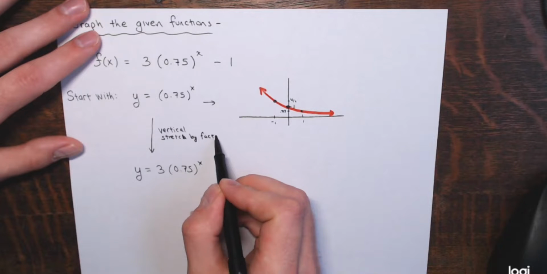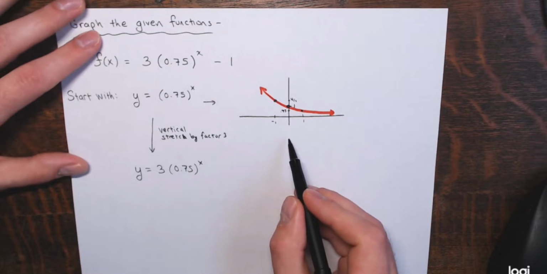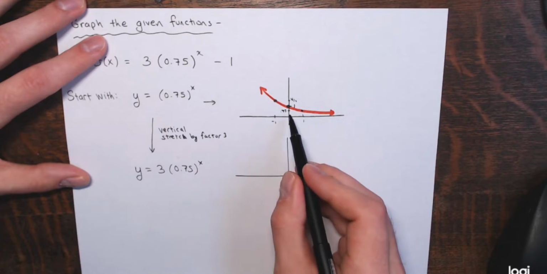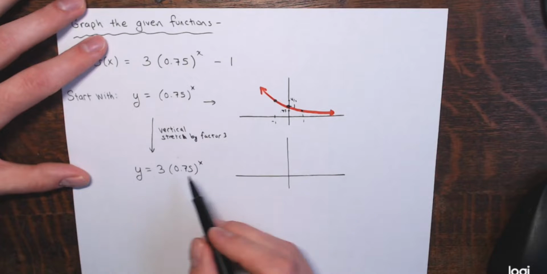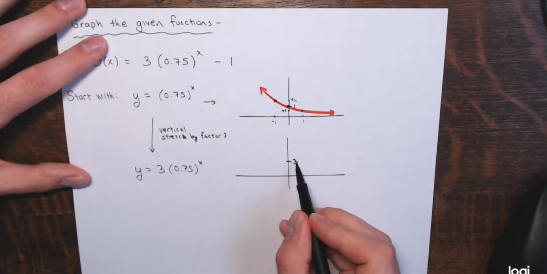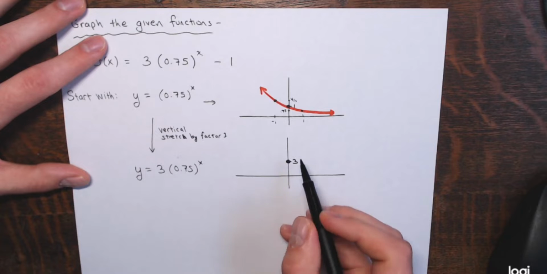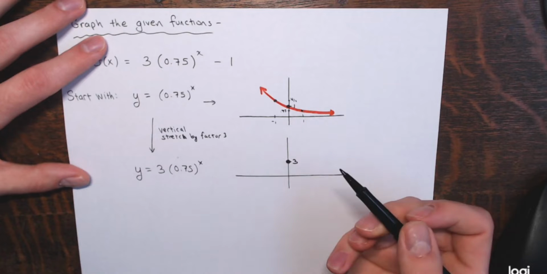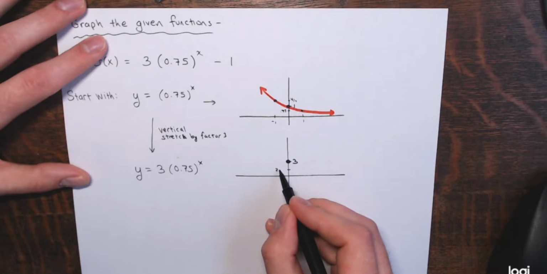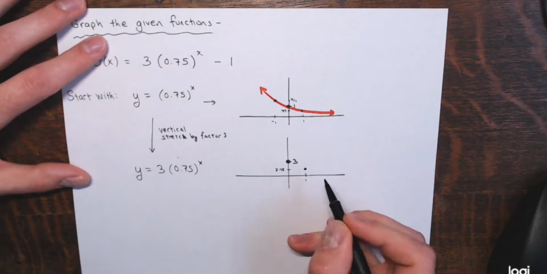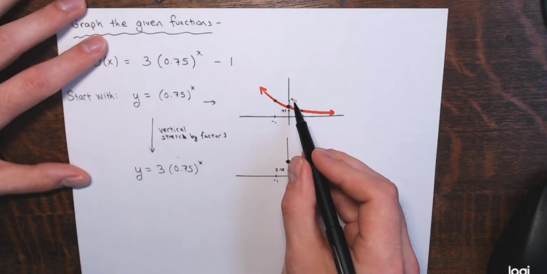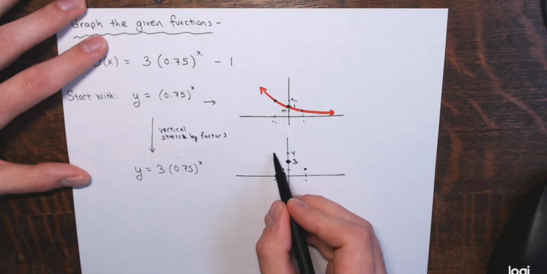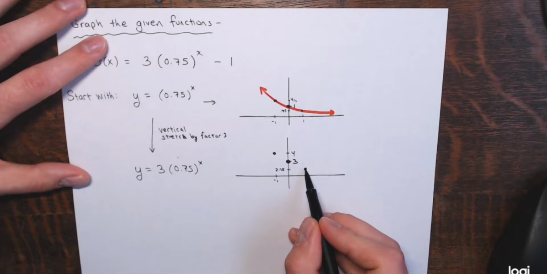I'll just say by factor 3. So now, instead of having 0, 1 as the y-intercept, it has 0, 3. And instead of having 1 and then 3/4, multiply that, that'd be 9/4 or 2.25 when you input 1. And -1, instead of 4/3, it'd be 4. Right, when you multiply that by 3, so you have -1, 4, 1 and then 2 1/4, 0, 3.